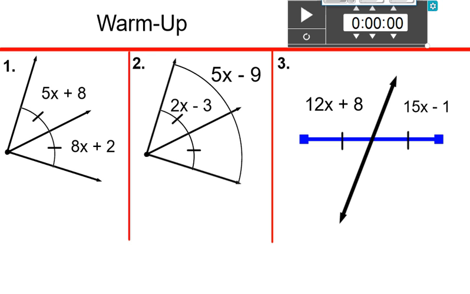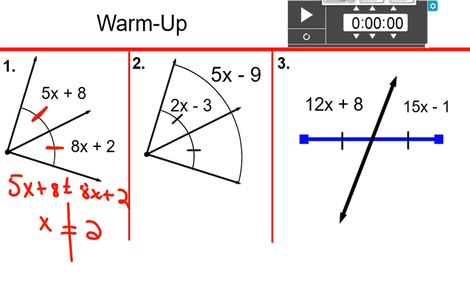Okay, so this is a review from last week. Again, these little tick marks right here mean that the angles are congruent to each other. So your equation should be set up like this: 5x plus 8 must equal 8x plus 2. And then you could solve your equation from there. And I think the answer ends up being x equals 2. So you can check your work and make sure you got the correct answer.